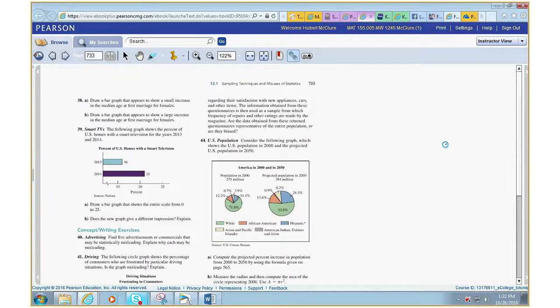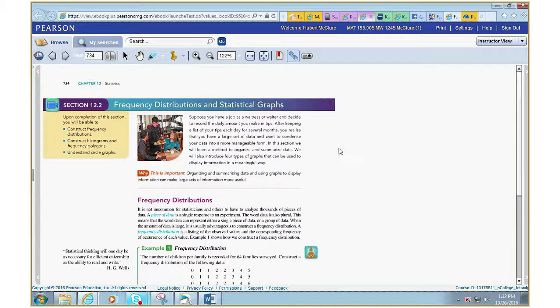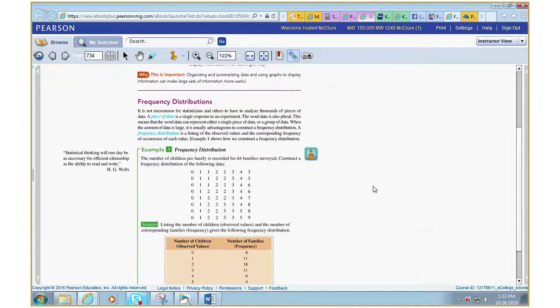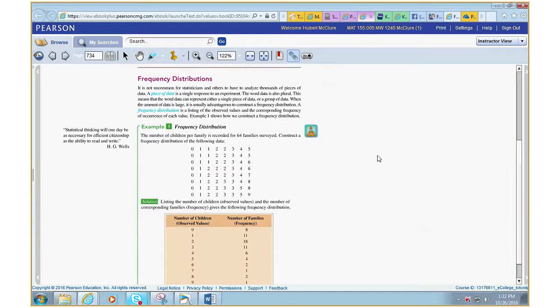Aren't y'all glad y'all learned so much math in this class? Frequency distribution. Okay. What is a frequency distribution? A frequency distribution is a 25-cent word for a chart. Okay, write that down. Frequency distribution is a 25-cent word for a chart.